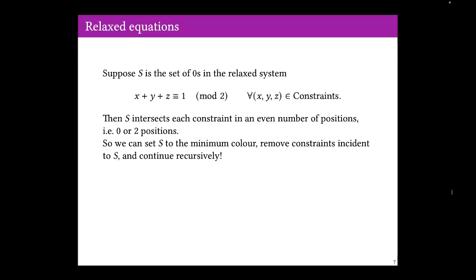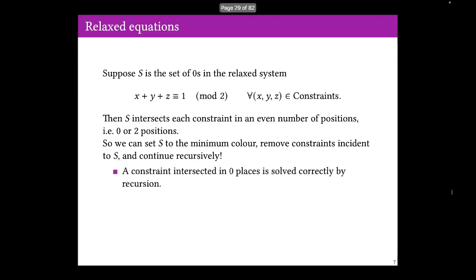and continue coloring what remains recursively, using only bigger colors, so as to enforce that S is set to the minimum color. Let's think why this should work. Well, a constraint that's intersected in 0 places is solved correctly, recursively of course. We haven't done anything for it in this step.